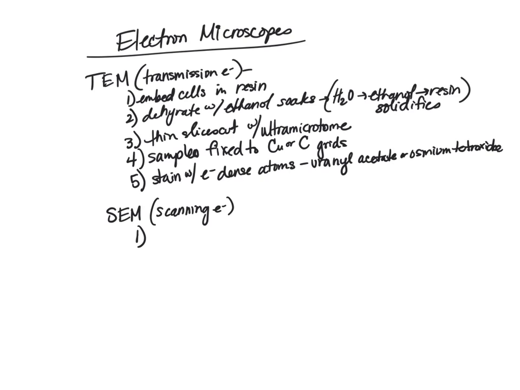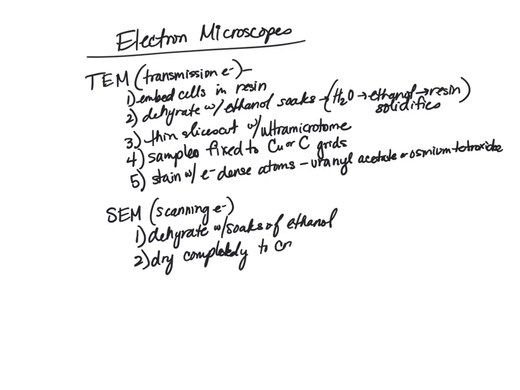So for the scanning electron microscope, we also want to dehydrate the sample. So dehydrate with soaks of ethanol. In this case, we are going to dry it completely to the critical point with carbon dioxide. So we're going to dehydrate it with ethanol, and after the ethanol, we're going to then dry it completely to the critical point with carbon dioxide. And then this is going to displace all the water.